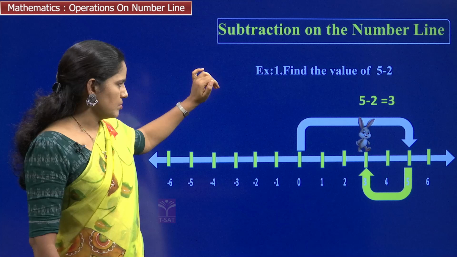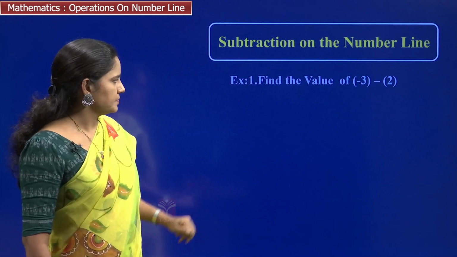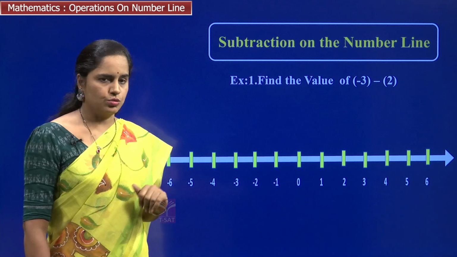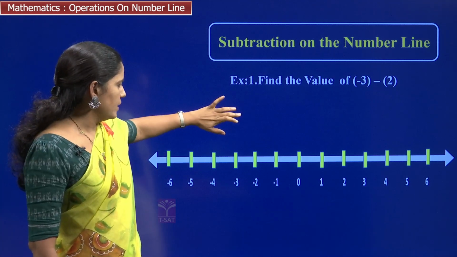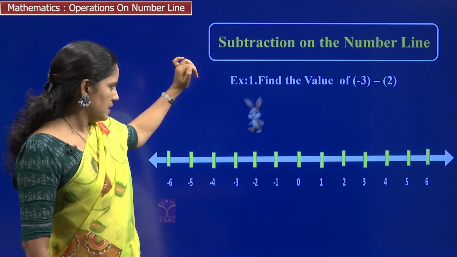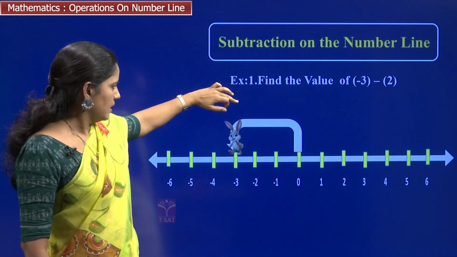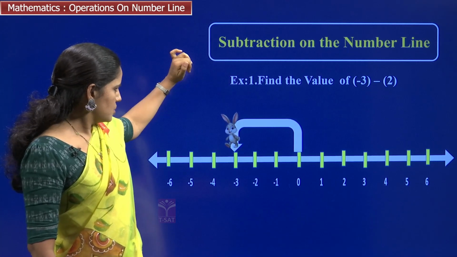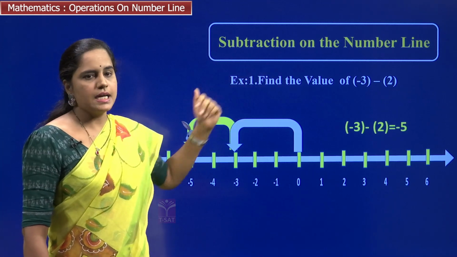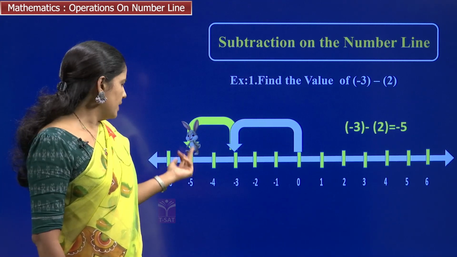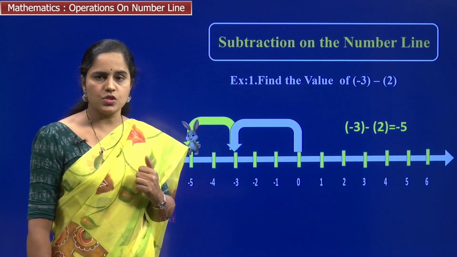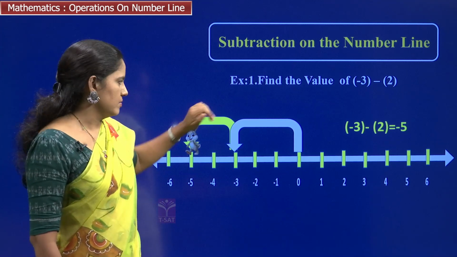Let's see another example. Find the value of -3 minus 2. For this, first we go to -3 and move 2 steps to the left as we are subtracting positive 2. Therefore, now we are at -5. Therefore, -3 minus 2 is equal to -5.